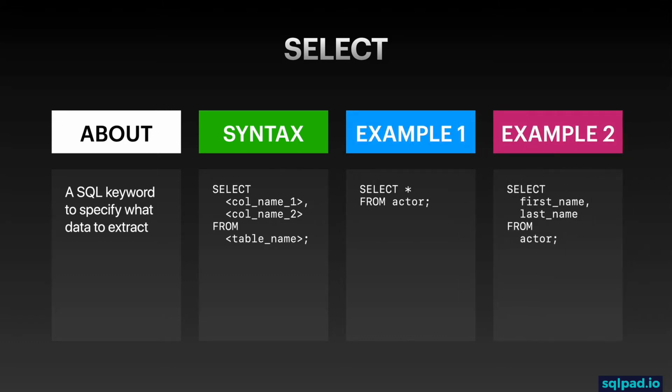Another example, if I don't want to retrieve all the columns from this actor table, I can specify the column names that I'm interested in. So basically what I'm doing here is I wanted to select the first name and last name from this actor table. It's very similar to natural language.